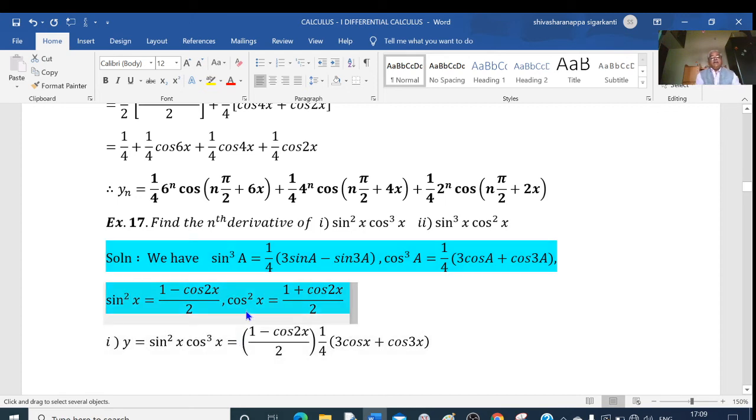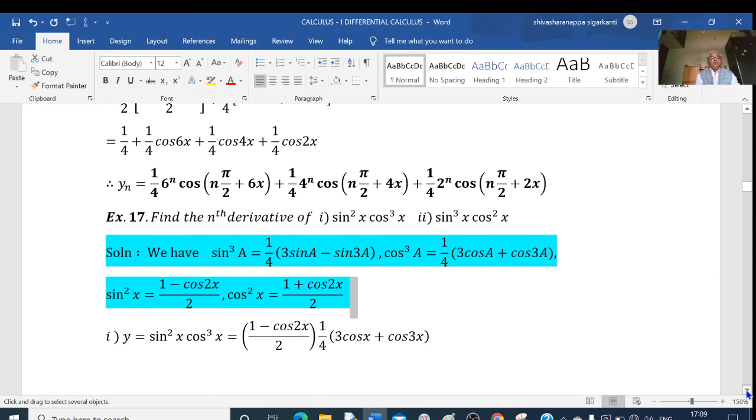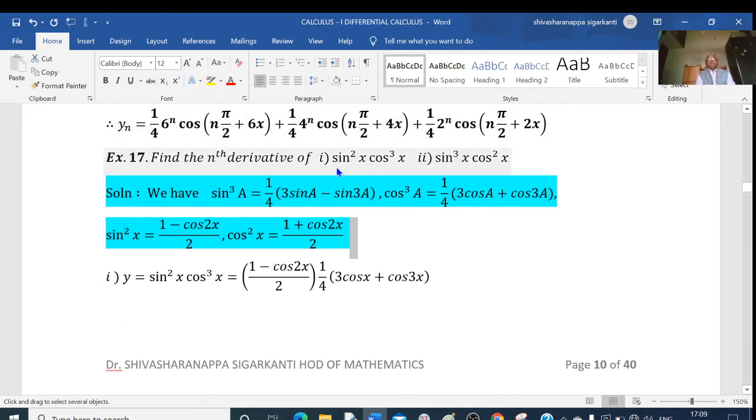Cos square x can be written as 1 plus cos 2x by 2. Now, consider the first example: sin square x cos cube x. This is equal to, sin square x is nothing but 1 minus cos 2x by 2, into cos cube x, which is 1 by 4 into 3 cos x plus cos of 3x. Here cos cube x can be written in this form.